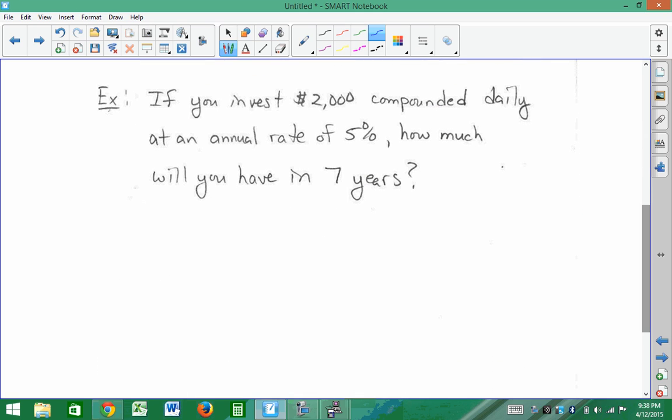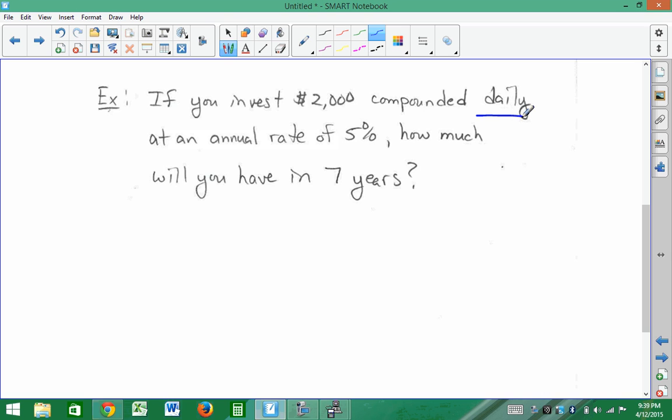So here's our example. We're investing $2,000 compounded daily, as banks usually do, at an annual rate of 5%, which is a phenomenal percent right now. Most of you, if you have a savings account, will probably be lucky if you get 0.5%. Actually, that's probably way too high. You might get like 0.05%, or 0.1%. That's very, very low right now. How much will you have in 7 years?